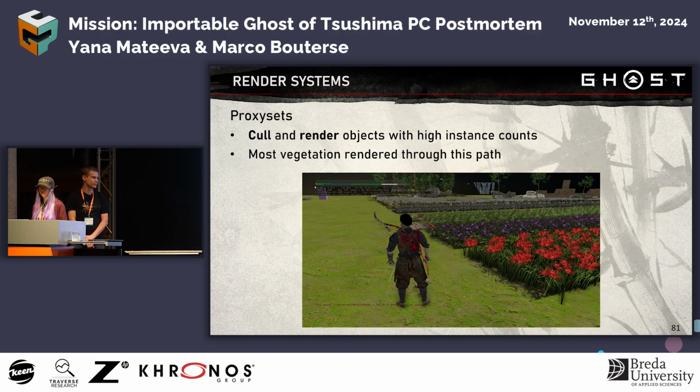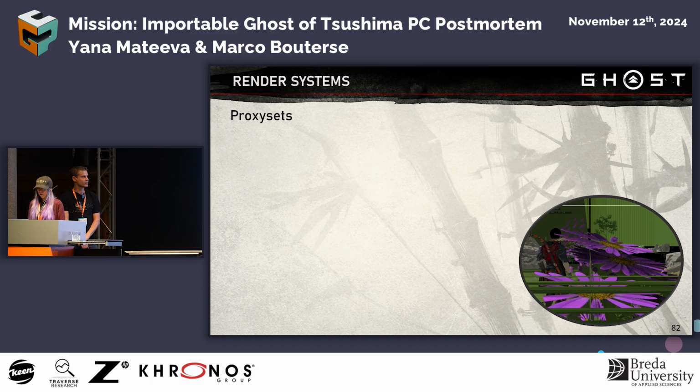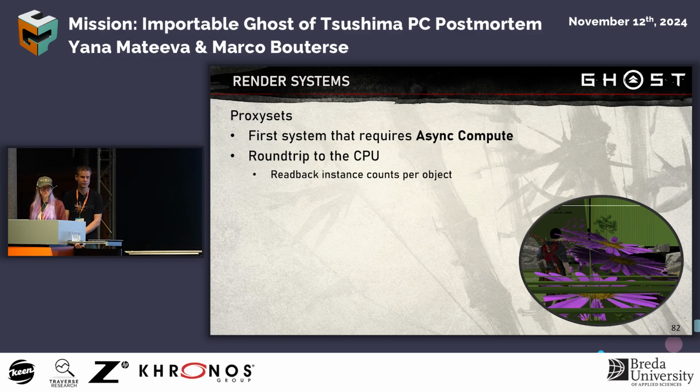So most trees, flowers, rocks, etc., and many more get rendered through this path, so the world looks very barren without them. The proxy set system is a very complex system, and especially so on PC. It was the first system that we tackled that absolutely required async compute. It has a round trip to the CPU to read back the instance counts from the culling pass.